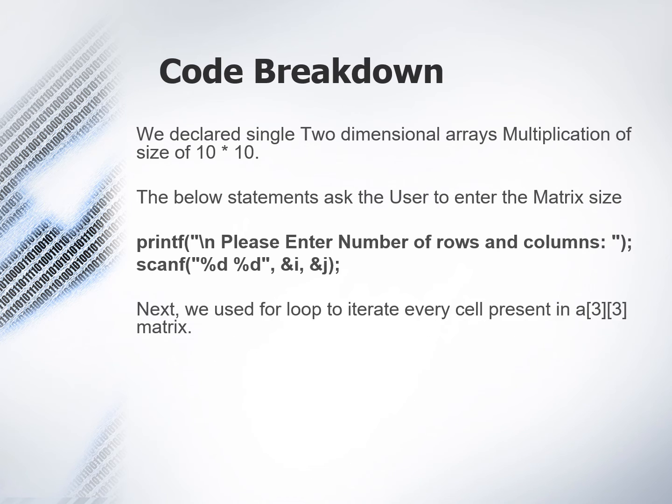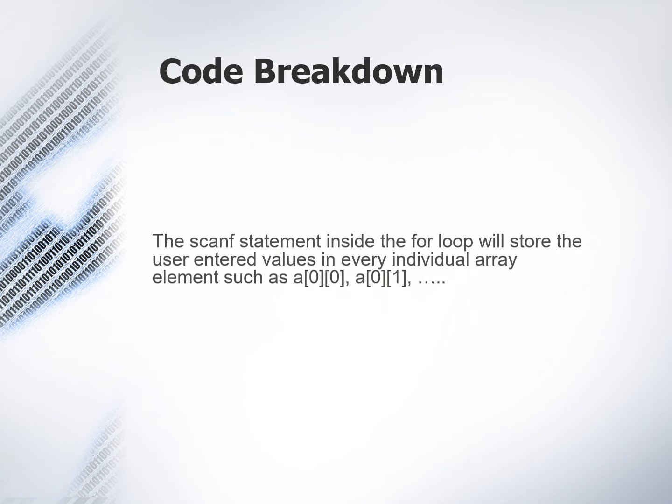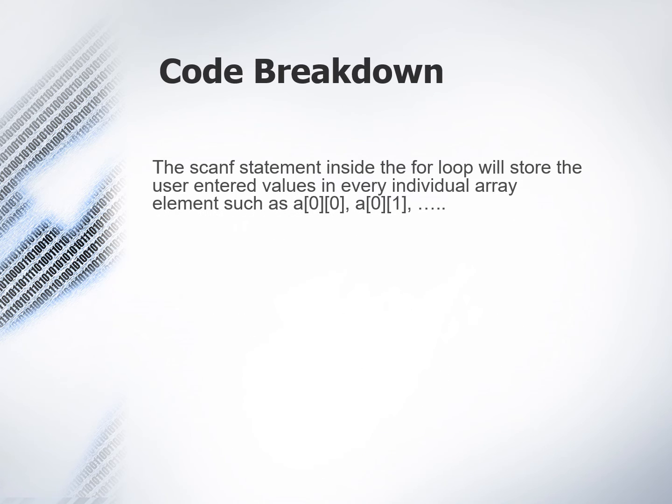Next, we used the for loop to iterate every cell present in, say, a 3 by 3 matrix, and the conditions inside the for loops, that rows less than i and columns less than j, will ensure the program compiler does not exceed the matrix limit. Otherwise, the matrix will overflow. Moving on, the scanf statement inside the for loop will store the user entered values in every individual array element such as a00, a01 and so on.